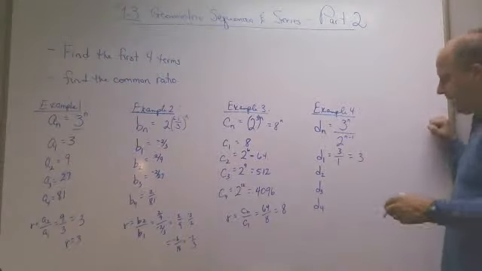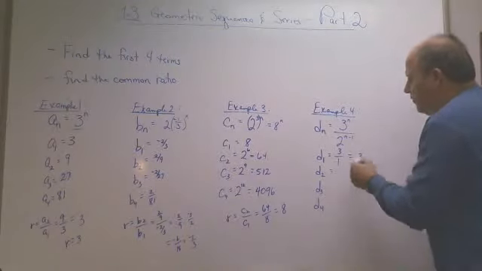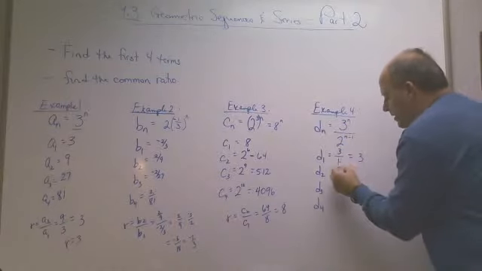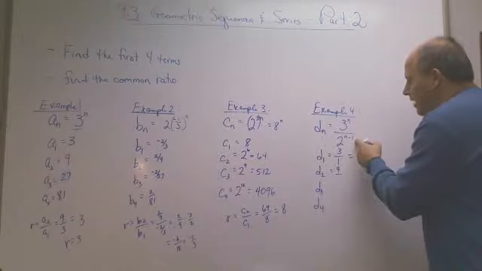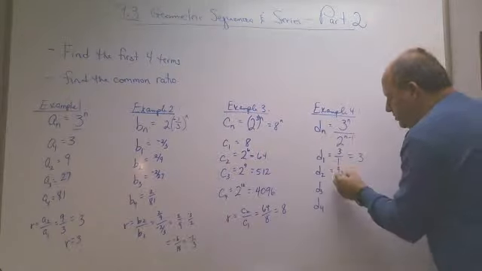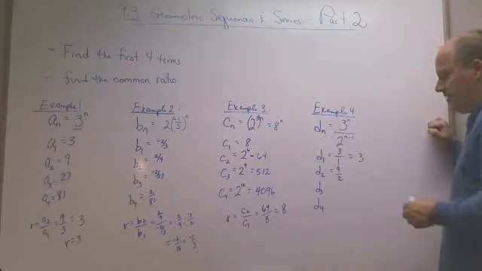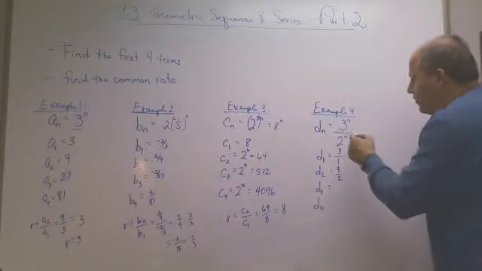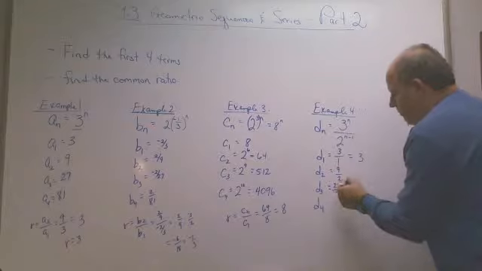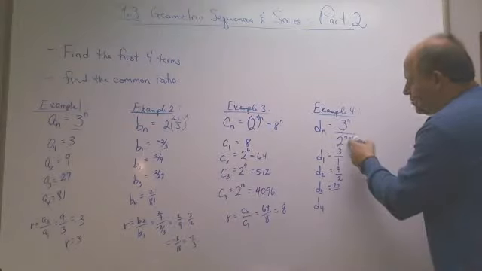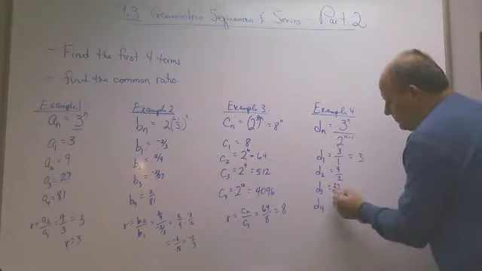And then find the second term by plugging in 2. 3 to the second is 9. And then plug 2 in the bottom: 2 minus 1 is 1, and 2 to the first is 2, so it's 9 halves. And then the third term, plug in 3. 3 to the third is 27. And then plug in 3 in the bottom: 3 minus 1 is 2, so that's 4 on the bottom.